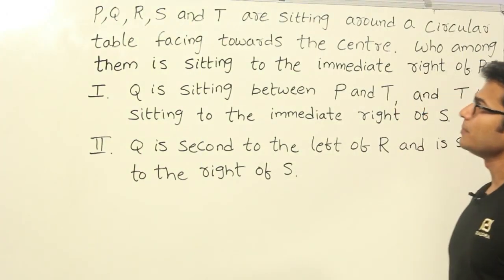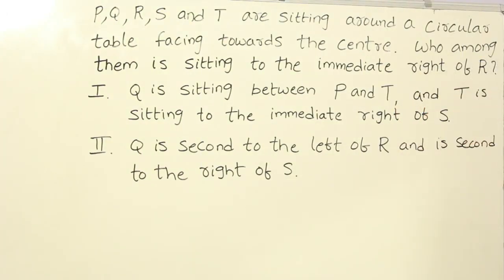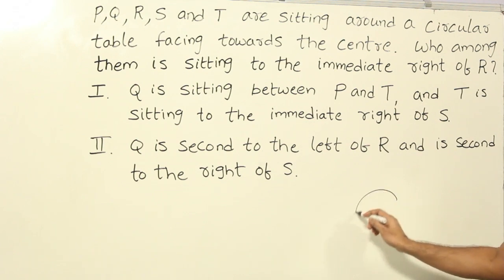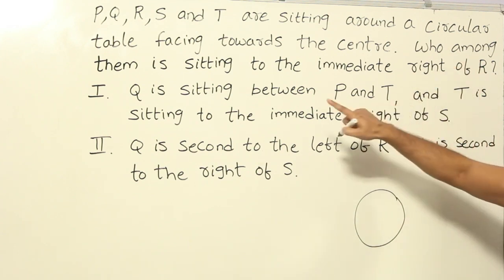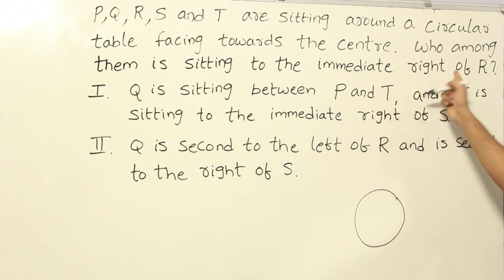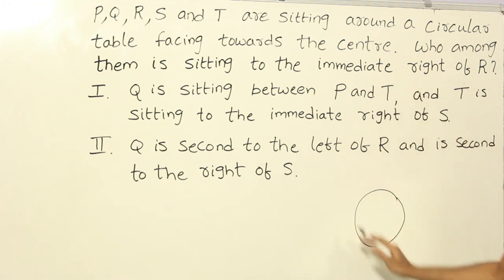Now let's see this question. P, Q, R, S and T are sitting around a circular table facing towards the center. So which means now 5 people are arranged in a circular table and everyone is sitting facing the center, right? And who among them is sitting to the immediate right of R? So once you finish the arrangement, who is sitting to the right of R is the question.